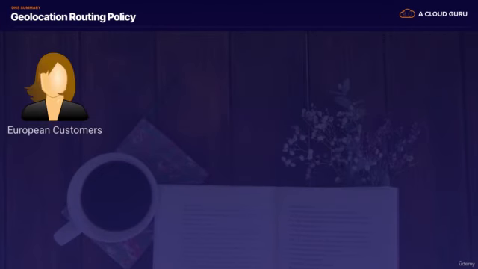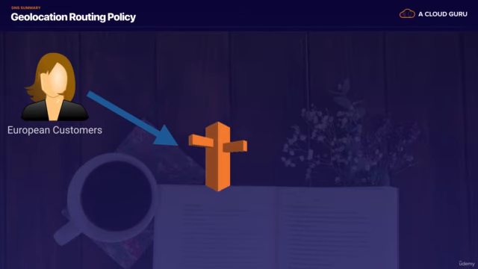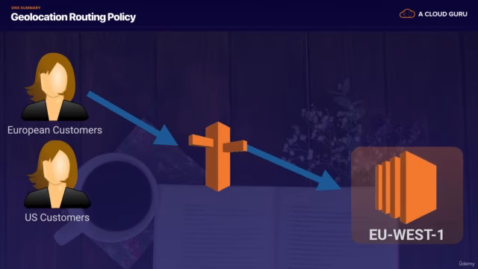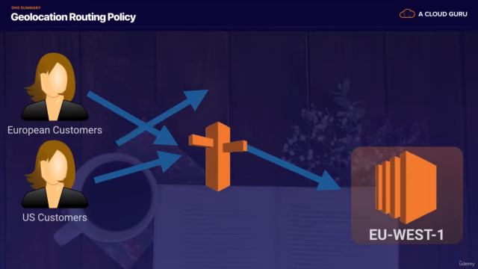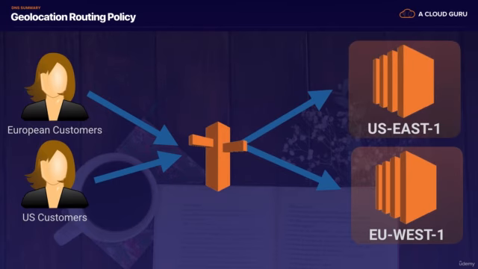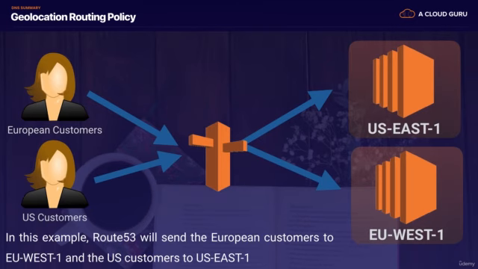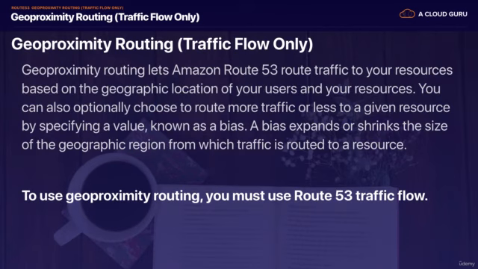Geolocation routing allows our European customers to be sent to our European servers, and our US customers to be sent to our US servers. It doesn't have anything to do with latency. It actually physically knows where our customers are, and then it makes routing decisions based on what we configure. So that's how geolocation routing works.